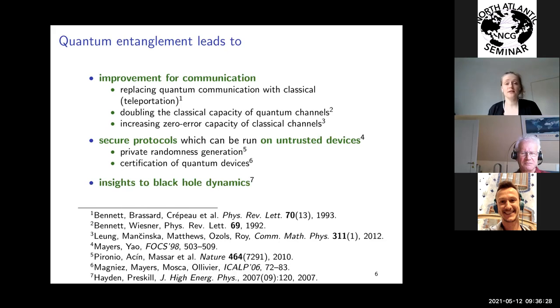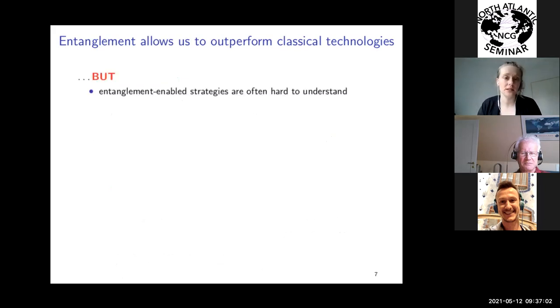And it turns out that you can even use entanglement to study black hole dynamics. People have looked at what happens if you take half of an entangled state, throw it into a black hole, and analyze the consequences. There are some paradoxes that arise from this, and we're still trying to resolve them. So the takeaway so far is that entanglement can be used to get quantum advantages, to outperform existing conventional technologies.